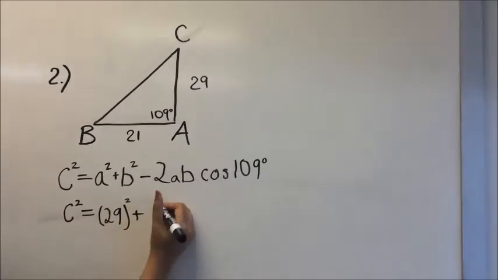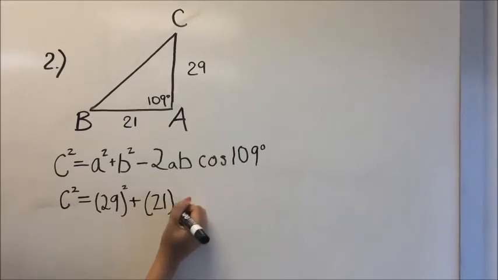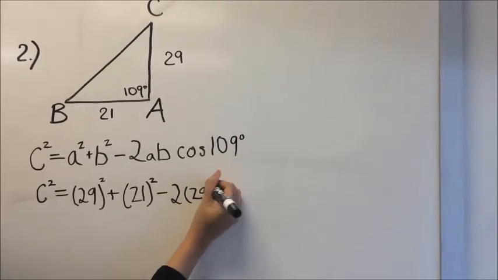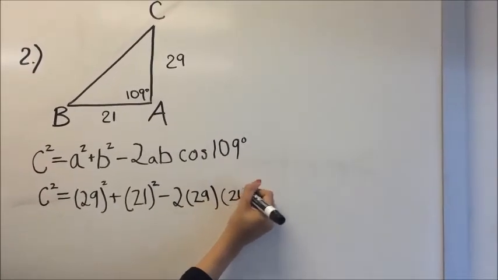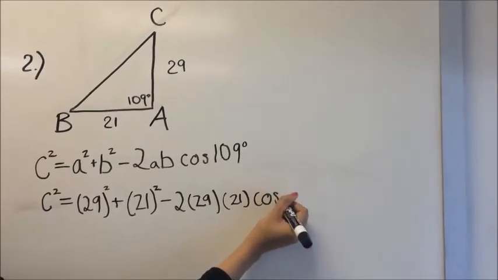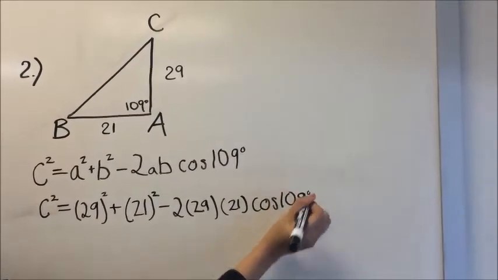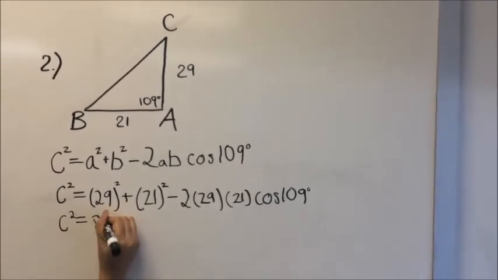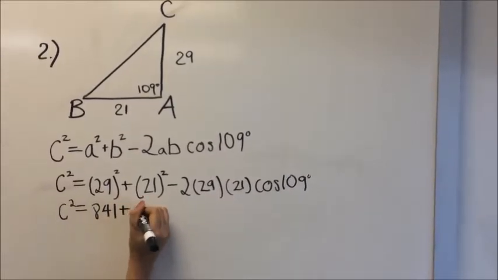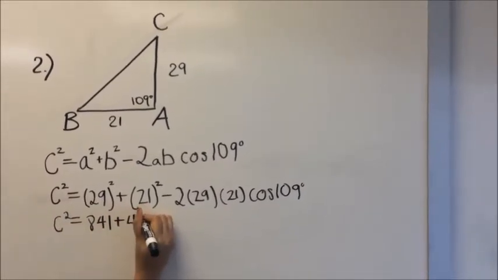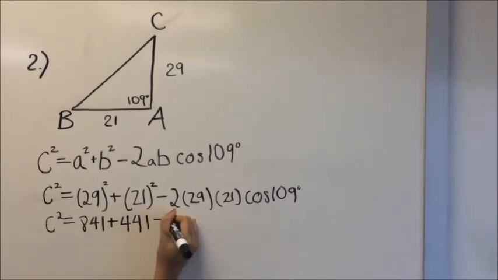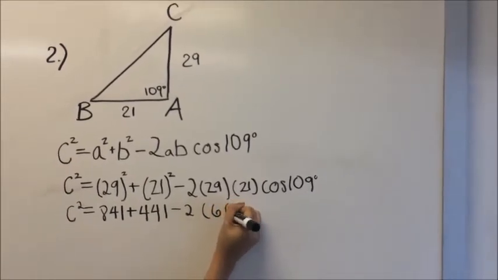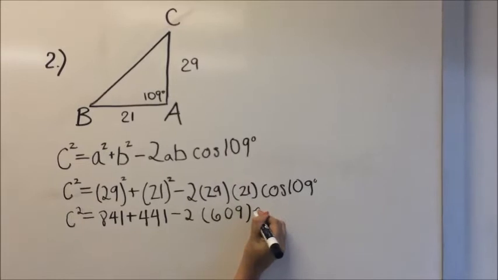C squared equals A squared, which is 29 squared, plus B squared, which is 21 squared. Subtract that with 2 multiplied by 29 and 21. Then you multiply that with the cosine of 109. Following that, we plug in the numbers with our calculator. We square 29 to get 841, then we square 21 to get 441. Then we multiply 29 with 21 and get 609, which we will multiply later with negative 2 and cosine of 109.